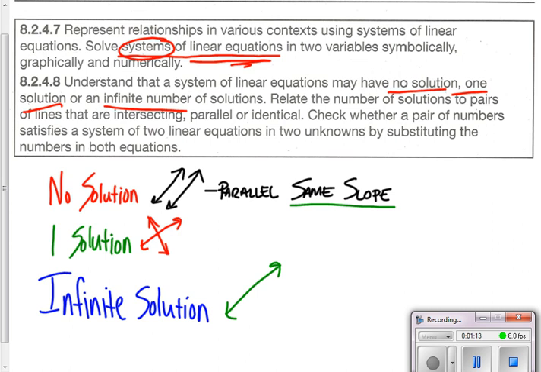And the last case would be an infinite number of solutions. When you put the equations in slope-intercept form, they will be the same line. So once you put it in there, you would determine that the second line would be the same line, and it has an infinite number of solutions because every single point on the lines would be the same point. So infinite number of solutions.